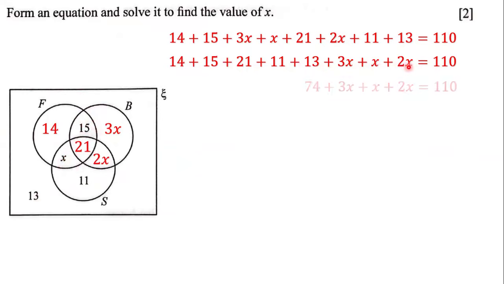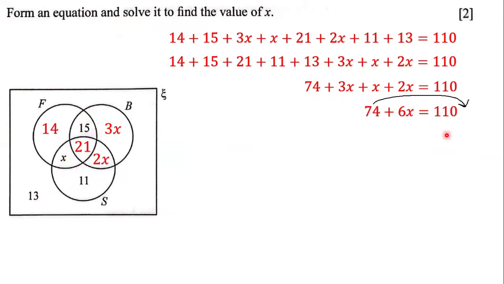And so when we add them, we get 14 plus 15 plus 21 plus 11 plus 13 is 74. We bring back 3x plus 2x. And then what we say here is, okay, what is 3x plus 2x? That's going to be 6x. So we have 74 plus 6x is equal to 110.